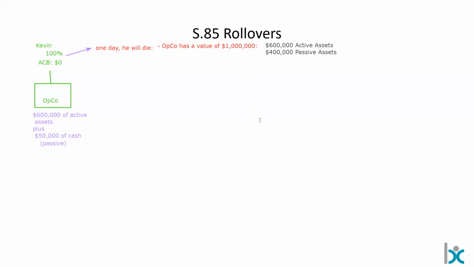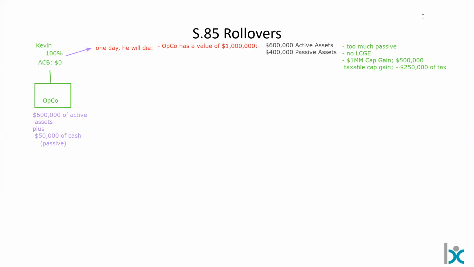At that point, would he be able to use the lifetime capital gains exemption? No, it's gone, right, Emmerich? We have too much passive assets, no lifetime capital gains exemption. And therefore, $1 million capital gain at death, resulting in a $500,000 taxable capital gain, resulting in about $250,000 of tax. Is that fair?